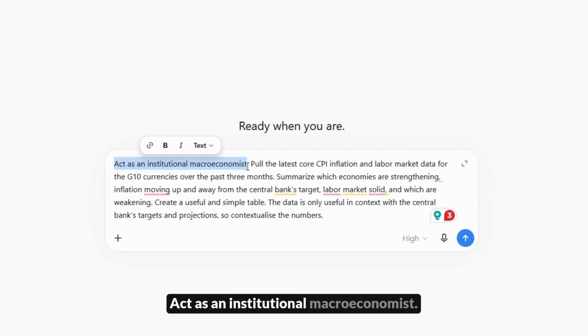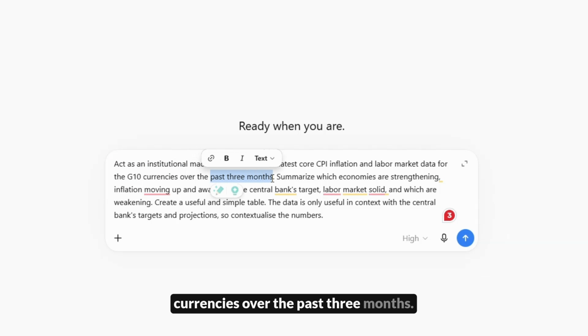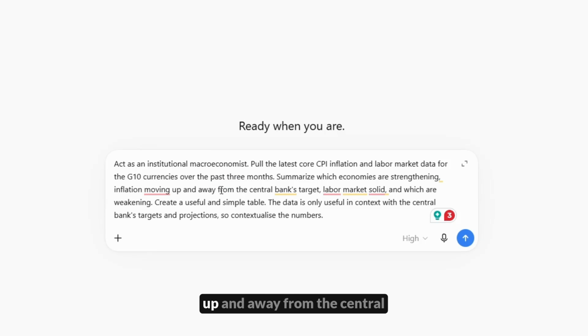Act as an institutional macroeconomist, pull the latest core CPI inflation and labor market data for the G10 currencies over the past 3 months, summarize which economies are strengthening, inflation moving up and away from the central bank's target, labor market solid, and which are weakening. Create a useful and simple table. The data is only useful in context with what the central bank's targets and projections are. So contextualize the numbers. Very important.